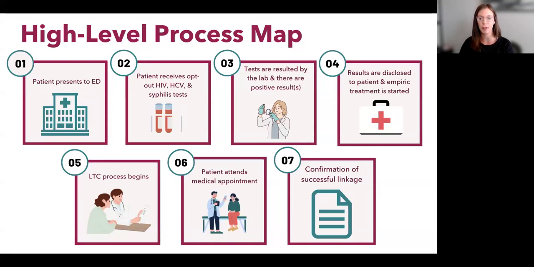Starting on the upper left, first, a patient will present to the ED and receive an opt-out HIV, hepatitis C, and syphilis test. Next, the tests are resulted by the lab, and in this example, positive results are identified. Then, once results come back, they're disclosed to the patient, and empiric treatment is started if the patient is still in the emergency department as appropriate. Next, the linkage to care process begins, and the patient is referred to a clinic for additional treatment if indicated. The patient then attends their medical appointment, and finally, the ED patient navigator contacts the clinic to confirm successful linkage to care.